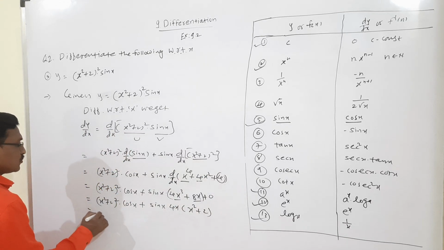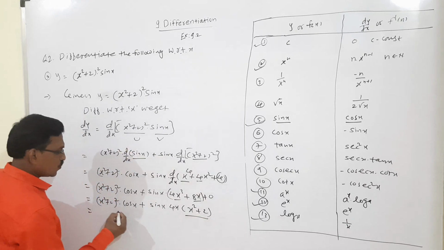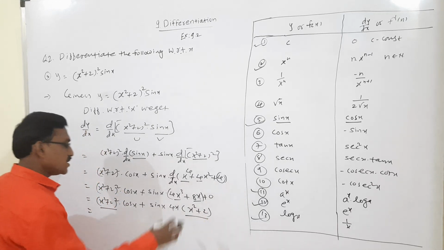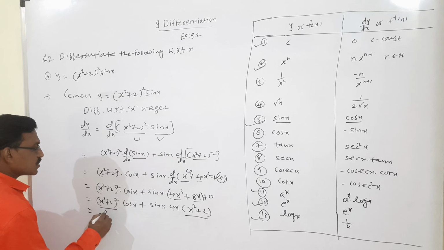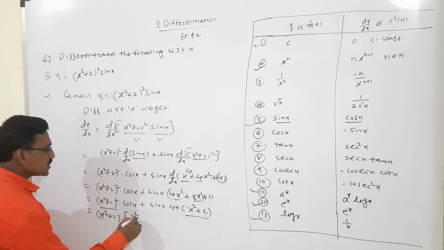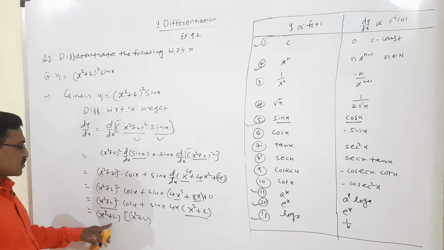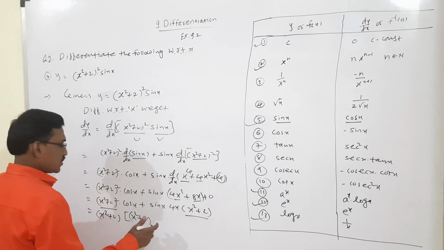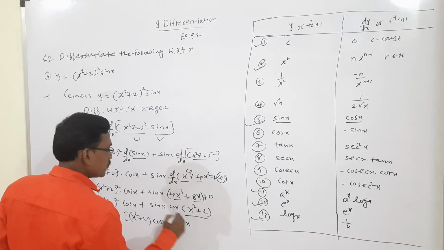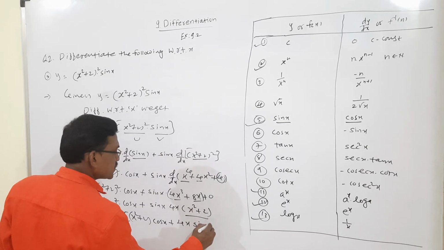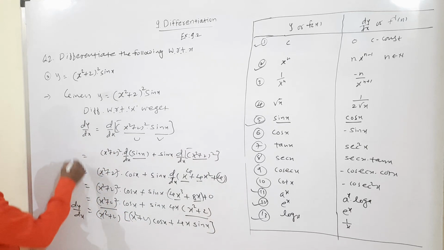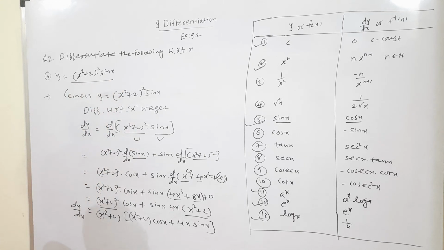So now again we take common x square plus 2 from these two terms, because here (x square plus 2) whole square is x square plus 2 into x square plus 2. So we take common x square plus 2, then the remaining is x square plus 2 into cos x, plus 4x into sin x. So this is the final derivative of the given function, (x square plus 2) whole square into sin x.